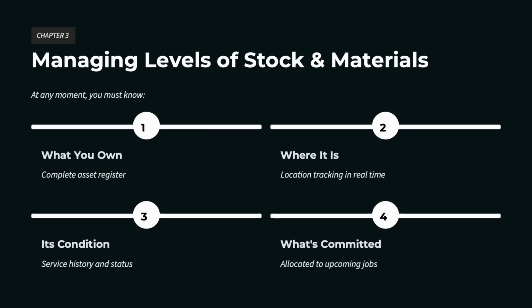So how does managing levels of stock and materials work? The core objective of inventory management is that at any moment you must know what you own, where it is, and what condition it is in, and also what is already committed elsewhere. This applies whether you are a systems integrator, a rental and staging provider, or an in-house AV department.